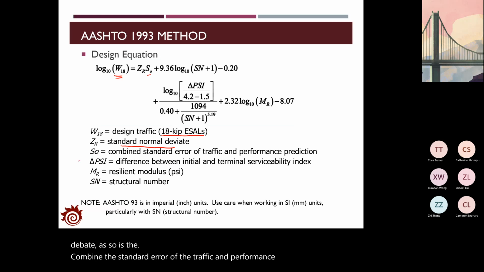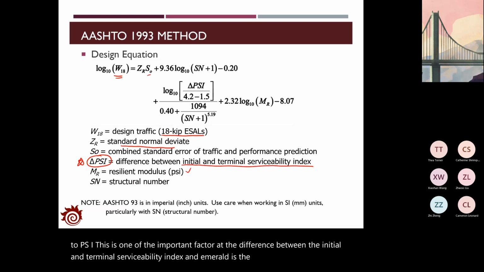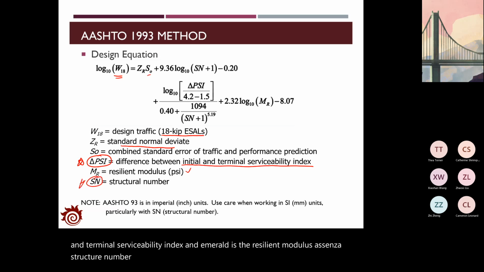Delta PSI is one of the important factors. It's the difference between the initial and the terminal serviceability index. And MR is the resilient modulus, SN is the structural number. This is another important factor we have to think about. It is related to the performance of the flexible pavement.